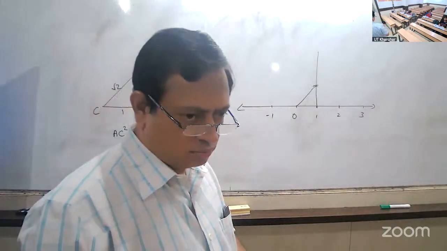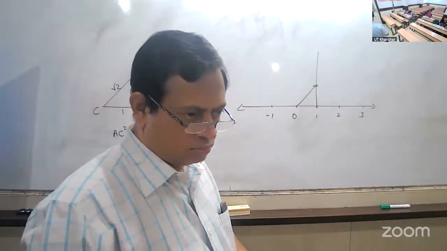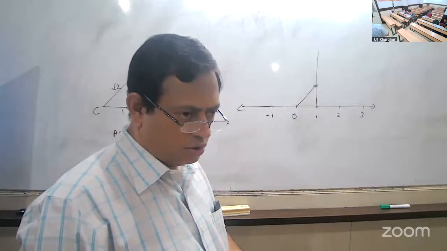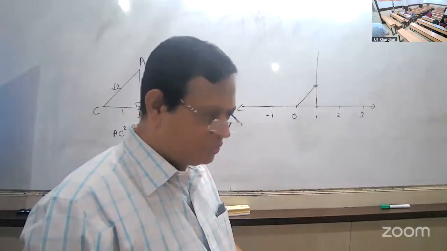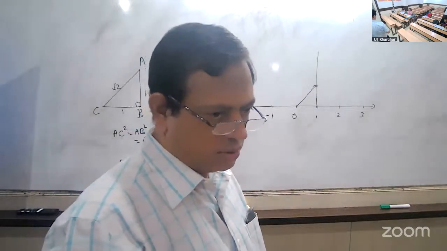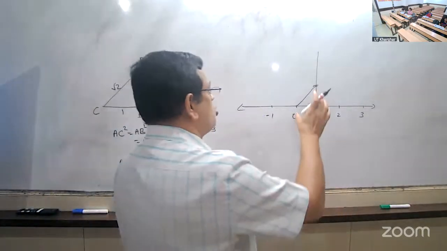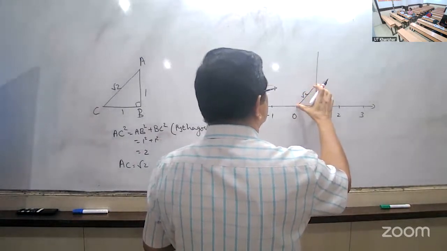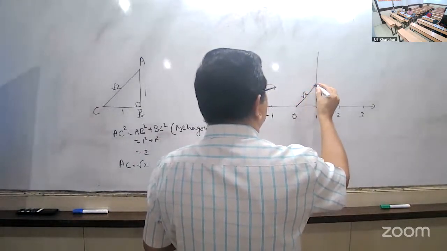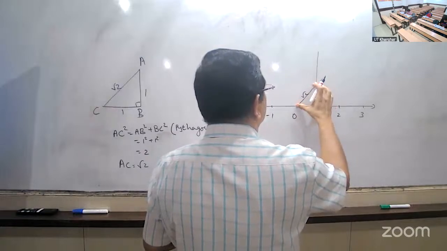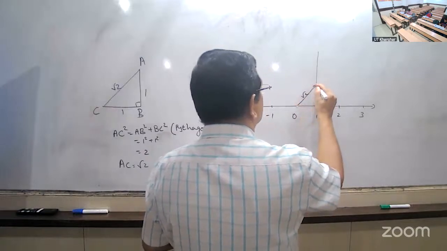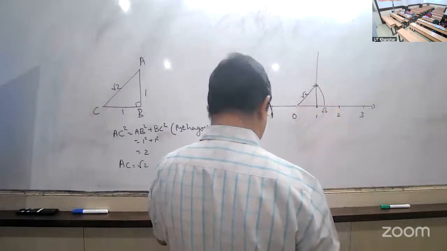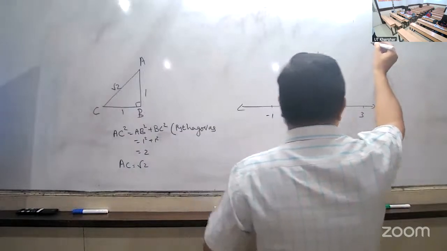Joined. Properly, don't make mistakes. Don't paint and all. Construction should be neat. Okay. Now open the compass. Take this measurement. This is root 2. Open and take the measurement and draw the arc. Where it is meeting, it is called root 2. And here you write scale.